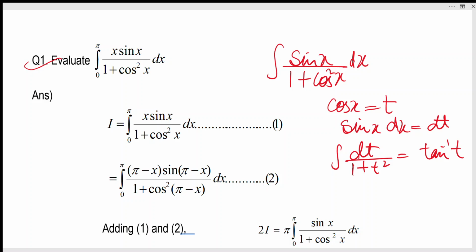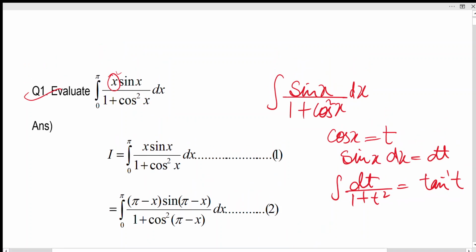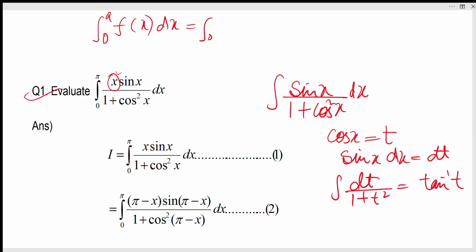The question is done. But now we have x over here. Whenever you're not able to apply substitution or you're not able to integrate and we have x over here, you can use the property of definite integral. Now what's the property? I'm writing the property over here, that is integral 0 to a f(x) dx is equal to integral 0 to a f(a minus x) dx. It means wherever we have x in the function, in place of x you're going to use a minus x. What is a? a is the upper limit.